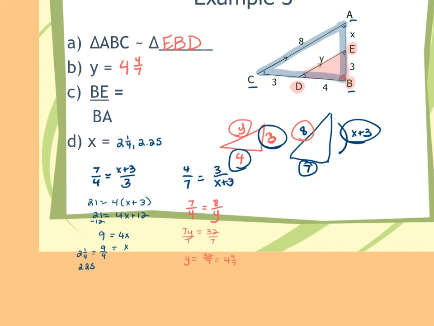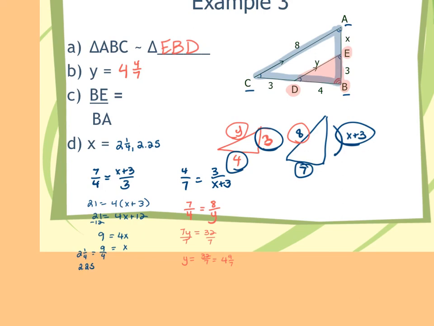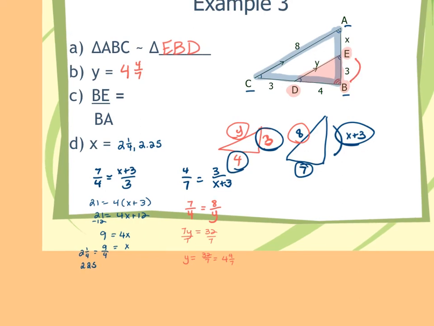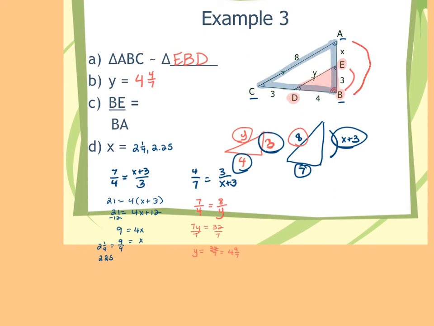And then the last thing says BE, which is this side here, over BA, which is the big side here, would equal, and there's a lot of answers you could put here, but I could do DB over CB. I could do DE over CA. Or I could do 4 to 7. So it wasn't really specific.